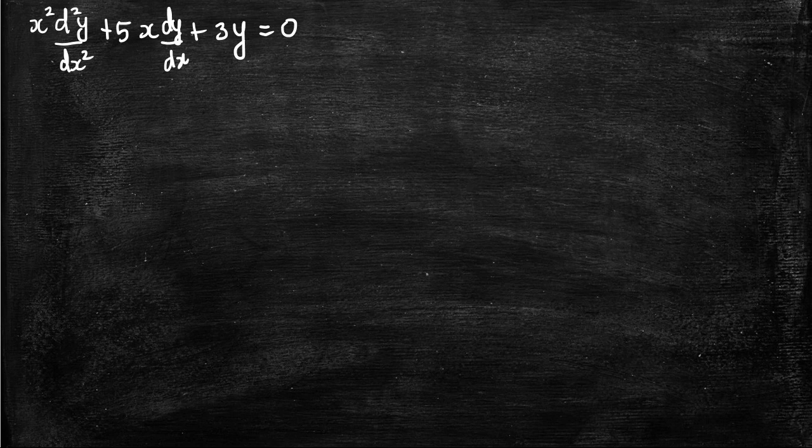By using this particular thing: x square d square y by dx square plus 5x dy by dx plus 3y is equal to 0. That is x square d square y by dx square plus x dy by dx plus y. So just forget the constants right now. If any equation is of this form, that is x square d square y by dx square, x dy by dx, and then y, then that particular equation is a Cauchy-Euler differential equation.